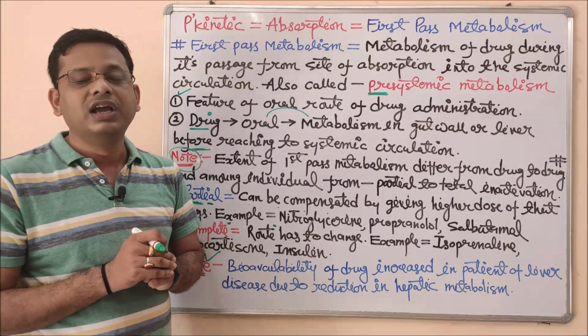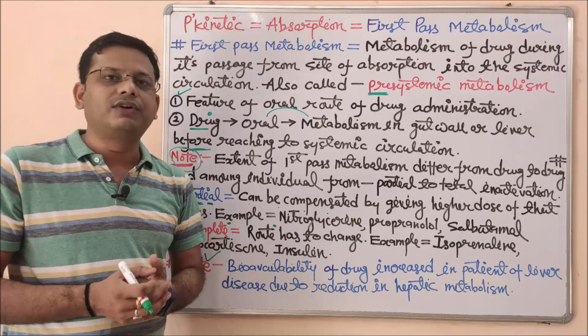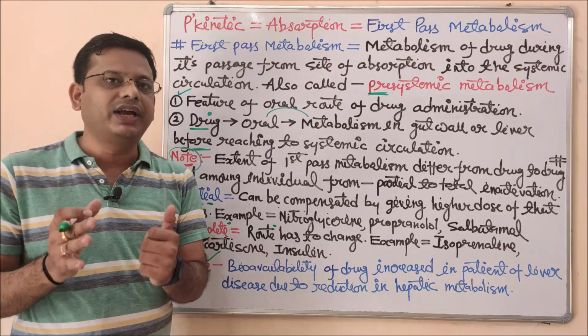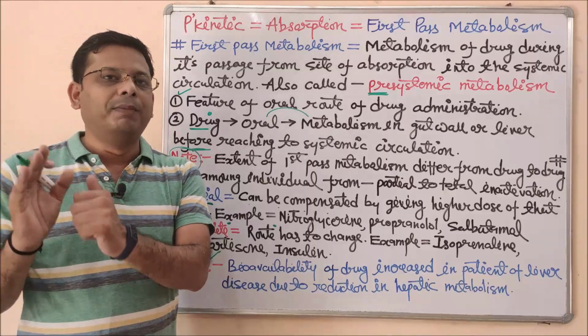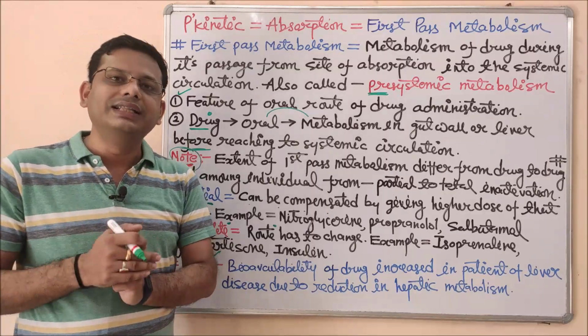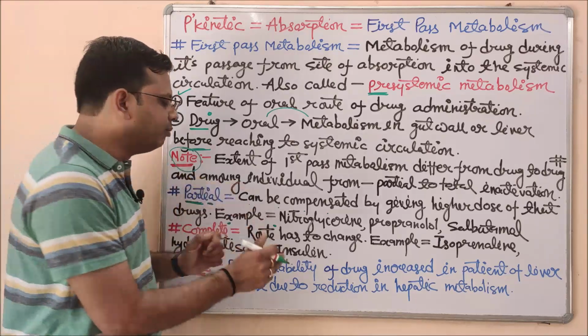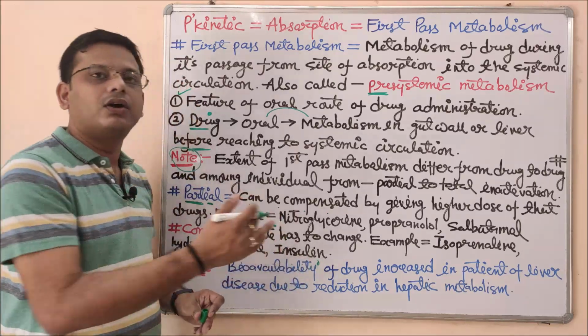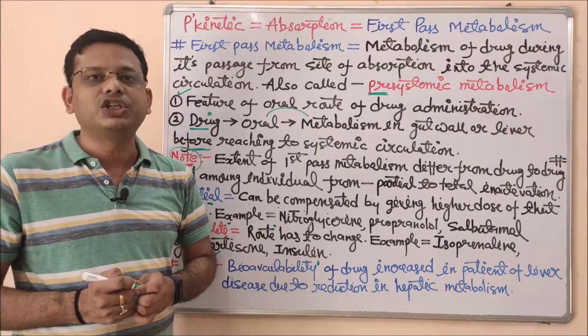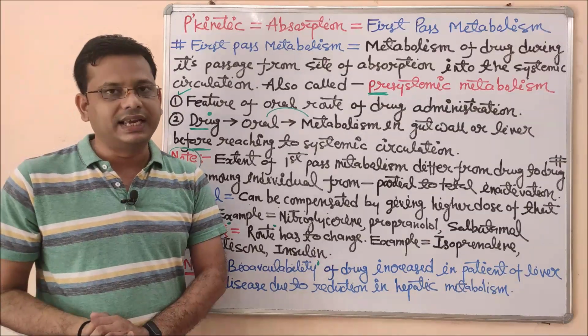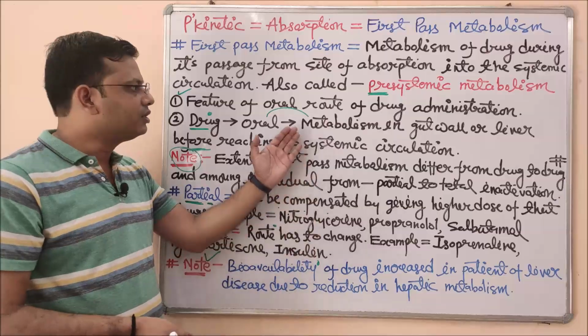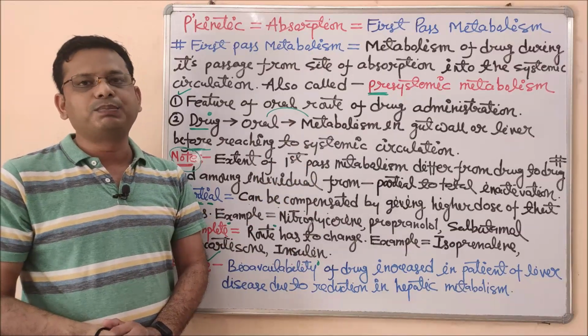If someone has good liver activity, then first pass metabolism will take place and the efficacy of the drug will be affected. But if the liver is not working properly, then the rate of first pass metabolism will be slower as compared to normal, and the bioavailability will be optimum as compared to the condition where first pass metabolism is taking place in a good amount. So this was a small introduction regarding first pass metabolism.